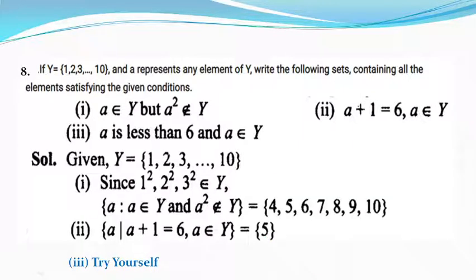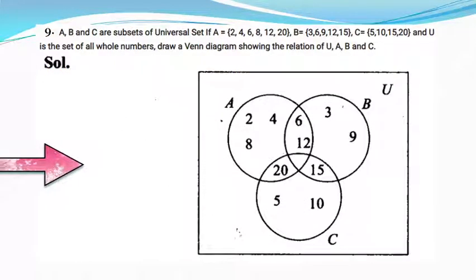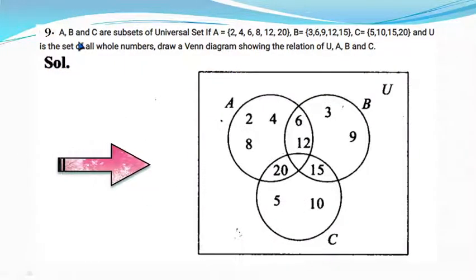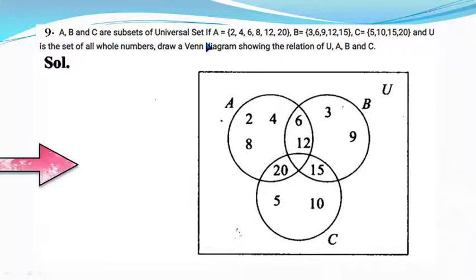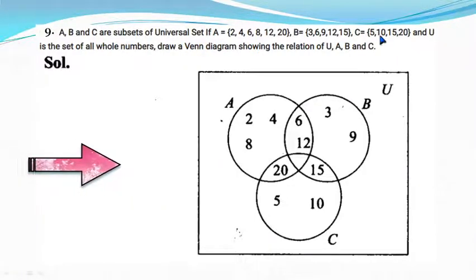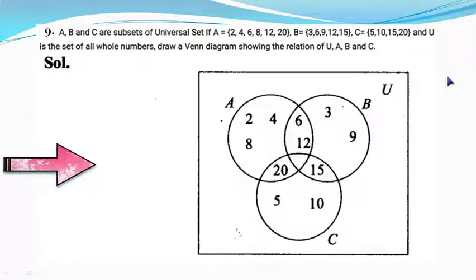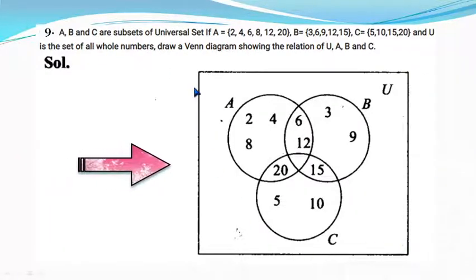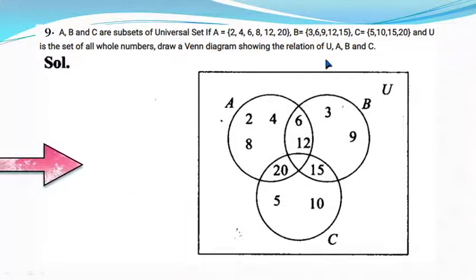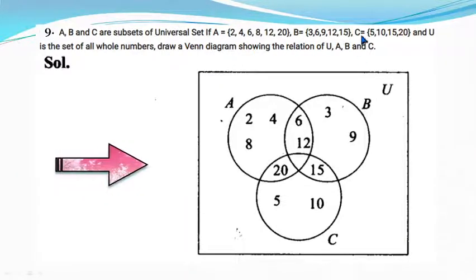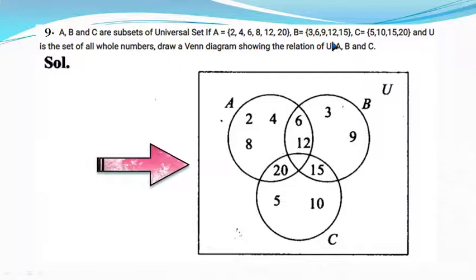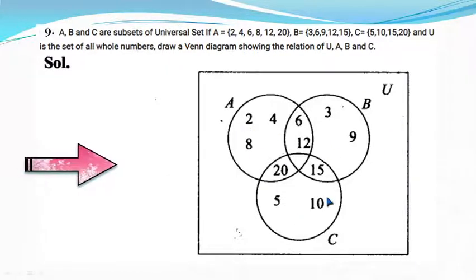Third part, please try yourself. Ninth question is based on a Venn diagram. A, B and C are subsets of the universal set, and A, B and C are given, and U is the set of all whole numbers. You know very well that we represent the universal set with a square or a rectangle and sets with circles. Now A, B and C are these three sets.